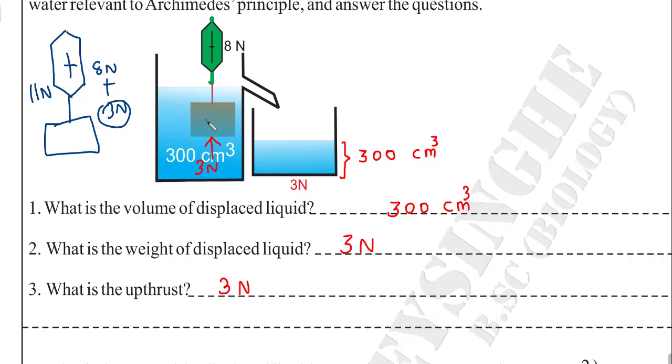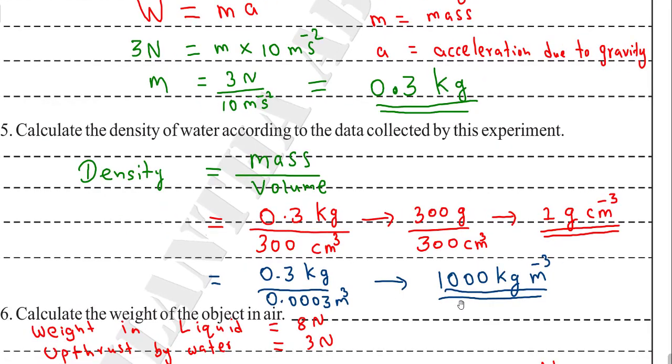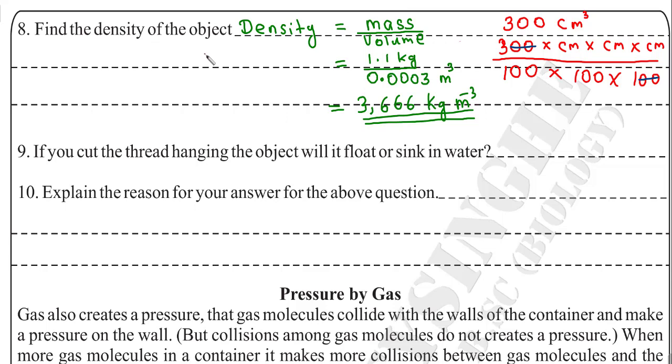Sinking. Yes, it is sinking, children. One thing, right? We got the density of the water according to the data collected in the experiment, 1000 kilograms per cubic meter. And in this object, children, we get the density as 3666 kilograms per cubic meter. The object is denser than water. It is sinking because when the object is denser than the water, it is sinking.